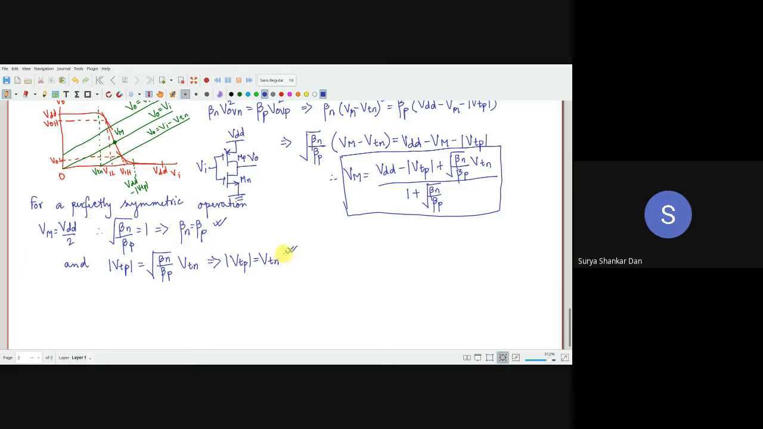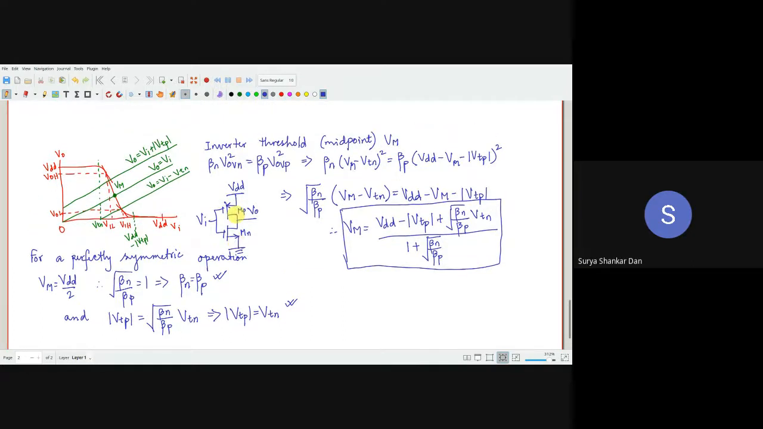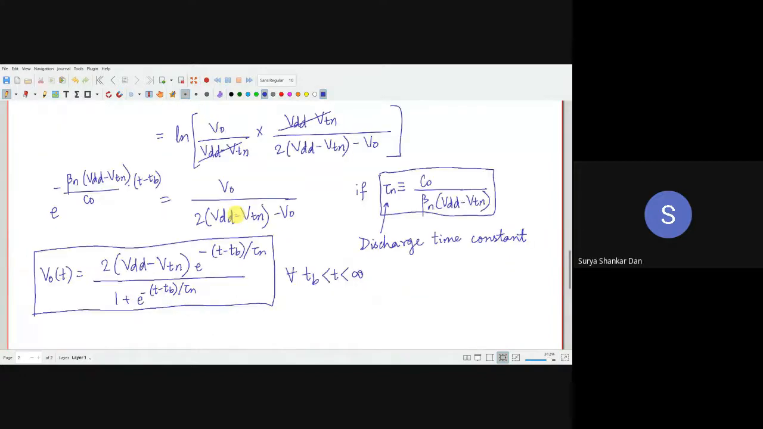p, and this fabrication part, the technology part, where the threshold voltage of the n FET should be equal to the mod of the threshold voltage of the p FET, these two conditions will essentially ensure perfectly symmetric operation. At the same time, it is going to maximize the noise margin as well. So this is called the inverter threshold. This is already known to you.